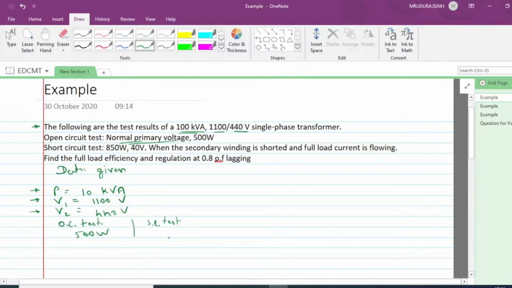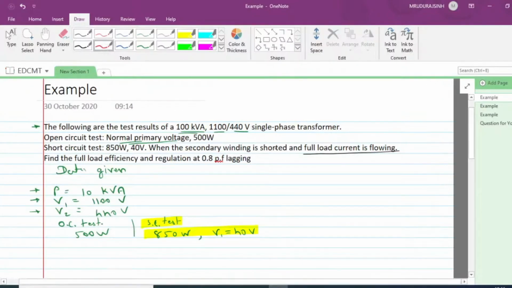The power loss calculated in the SC test is 850 watt and the voltage measured is 40 volt, when the secondary winding is shorted and full load current is flowing. So in the short circuit test condition, the full load current is flowing. So that is given to us.